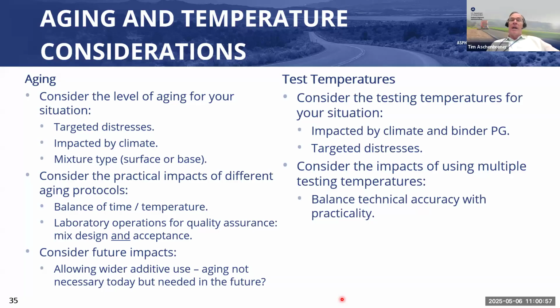If you're running a rutting test for a project that's being paved at 10,000 feet above sea level, where the high temperature is 70 degrees Fahrenheit for the entire year, and you use that same test temperature for your high desert areas that get over 100 degrees, the results will not be meaningful. And consider the impacts of using these multiple temperatures. You have to consider the technical accuracy with practicality, because we do need to build these pavements.